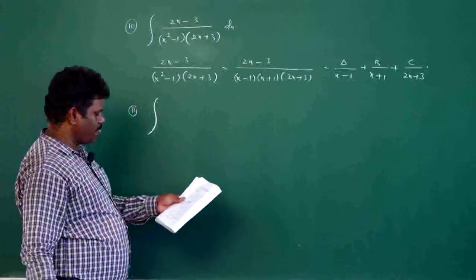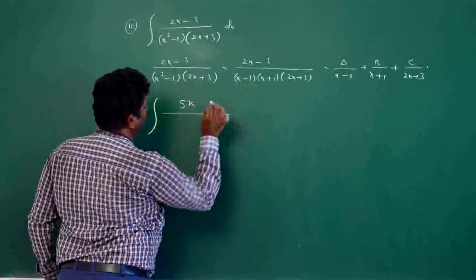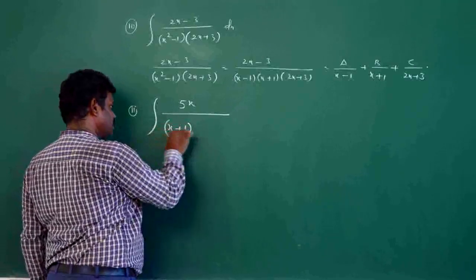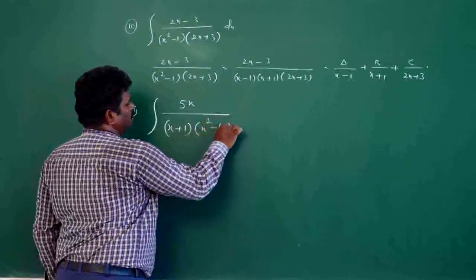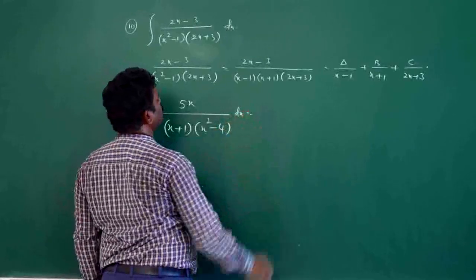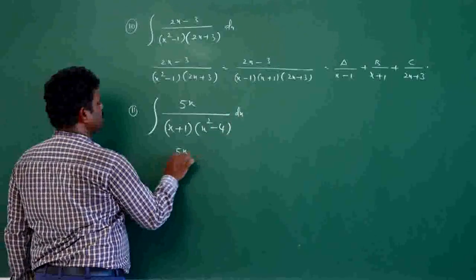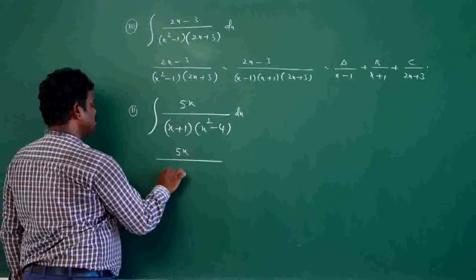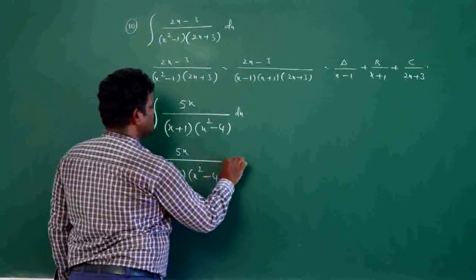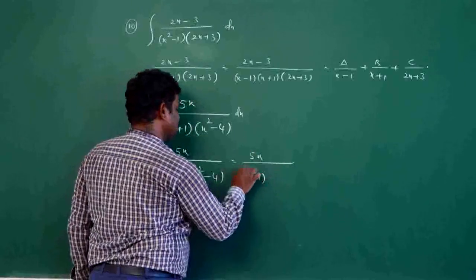So, integral, the 11th one: 5x divided by (x plus 1) into (x square minus 4) dx. Right, this one also, how to remember this partial fraction, means this rational fraction is converted into partial fractions, 5x by (x plus 1) into (x square minus 4).